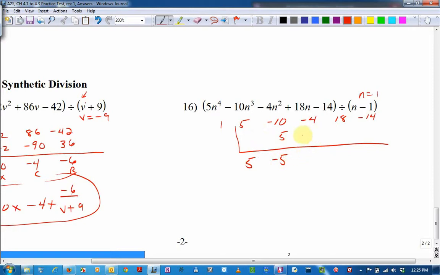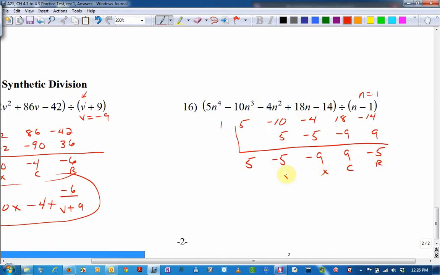Negative 5 times 1 is a negative 5. Add those together, I get a negative 9. Negative 9 times 1 is a negative 9. Add that to 18, I get a positive 9. 9 times 1 is 9. And when I add those together, I get a negative 5. Okay, so this is the constant term. That's the remainder.